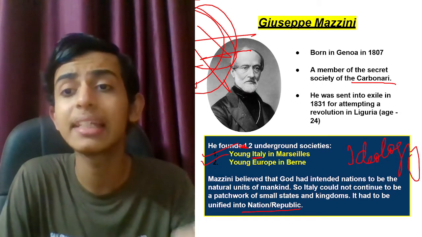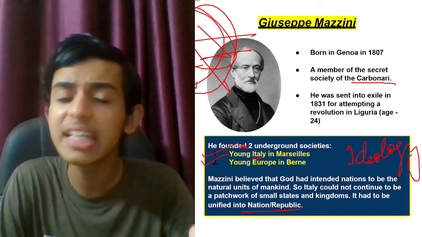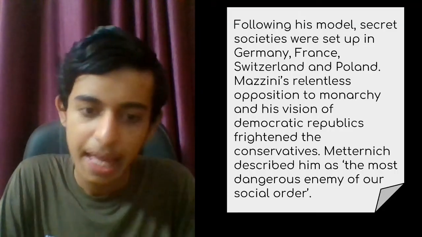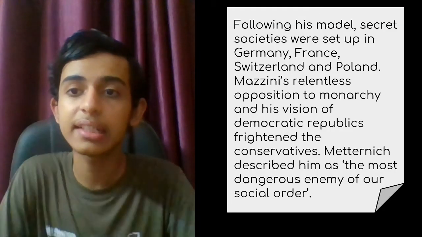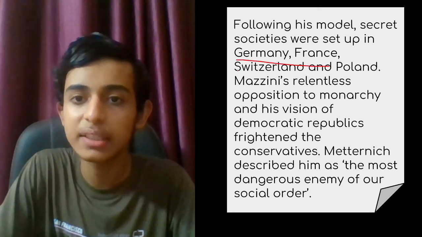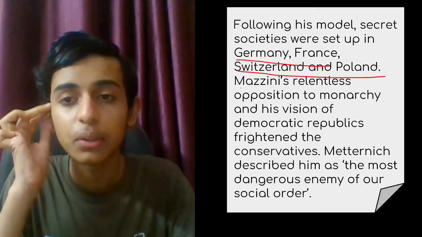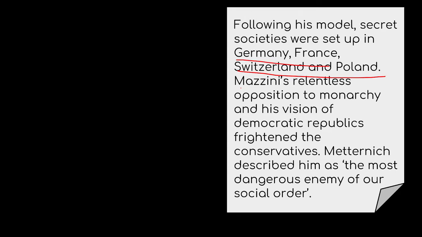So Mazzini believed this, and he was a very strong revolutionary as well. Now, following his model, secret societies were set up in Germany, France, Switzerland, and Poland. So, see, people started taking inspiration from him. You are able to understand.